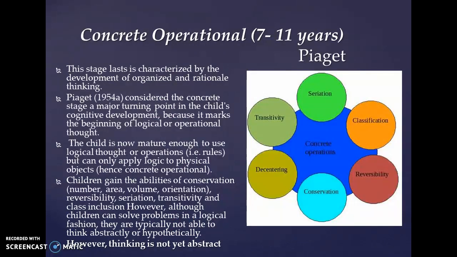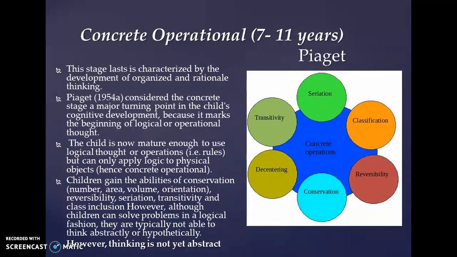At the concrete operational stage, 7 to 11 years, Piaget says that this stage is characterized by the development of organized and rational thinking. Piaget considered the concrete stage a major turning point in the child's cognitive development because it marks the beginning of logical or operational thought. The child is now mature enough to use logical thought or operations such as rules, but can only apply logic to physical objects. So they, again, need to see for themselves how things are cause and effect.